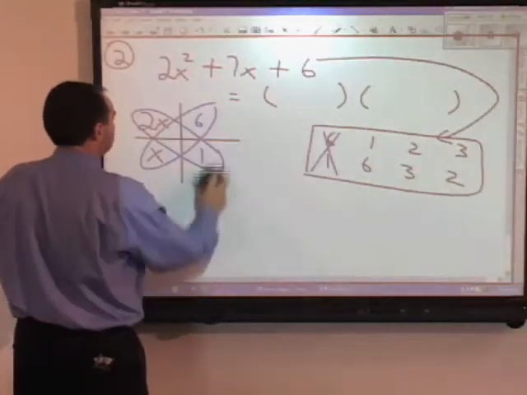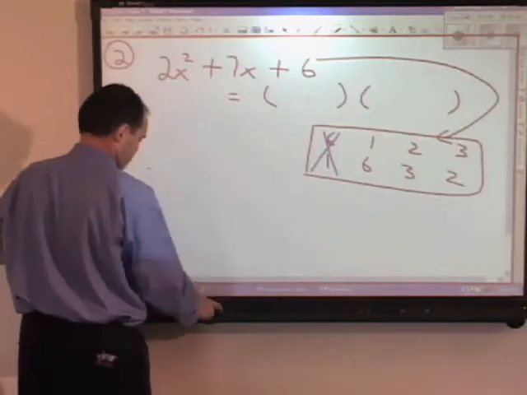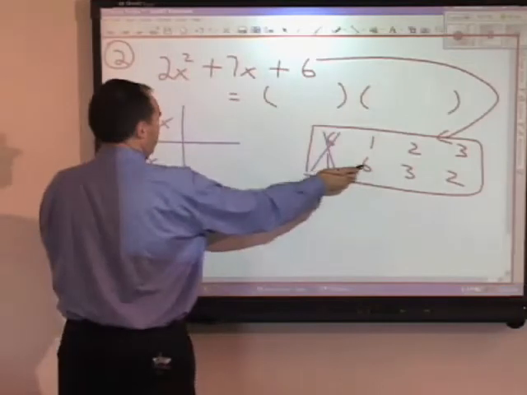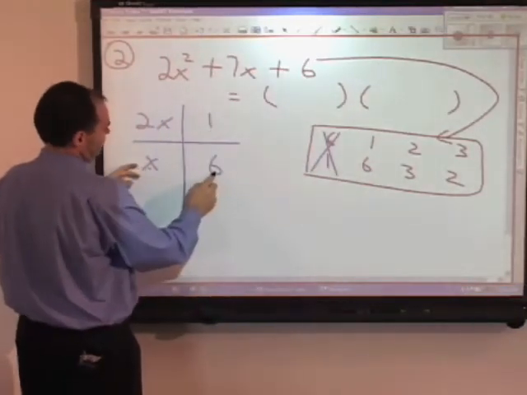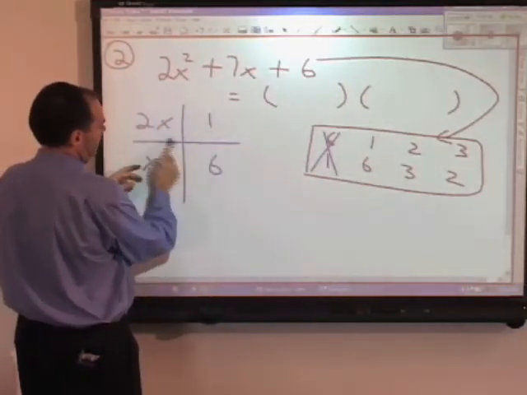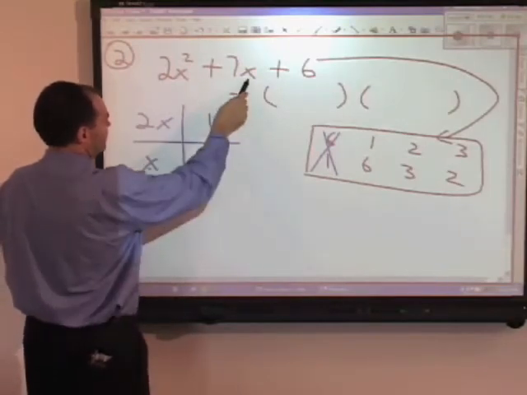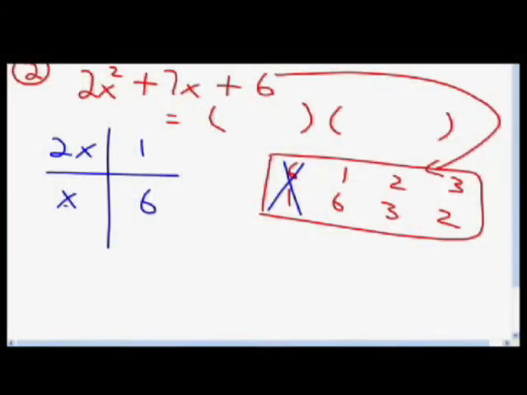Let's just write this again. 2x and x. Let's try 1 and 6. That would be 12 and 1. Does 12 and 1 add or subtract to 7? No, it doesn't. So that option is also out. What about 2 and 3? The cross product would be 6 and 2. That would add or subtract to 8.